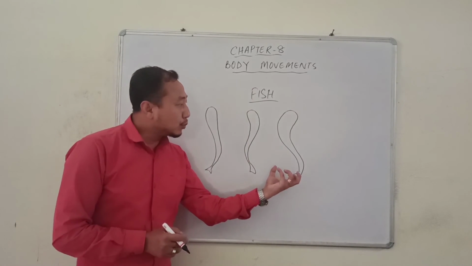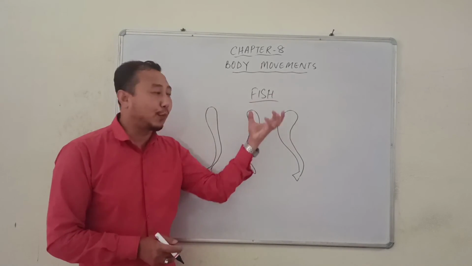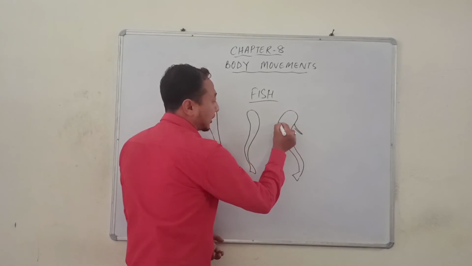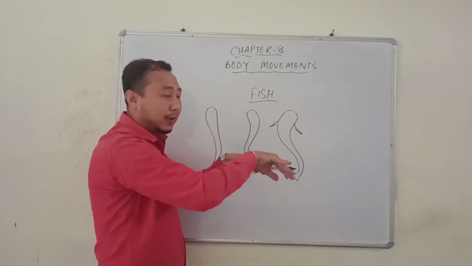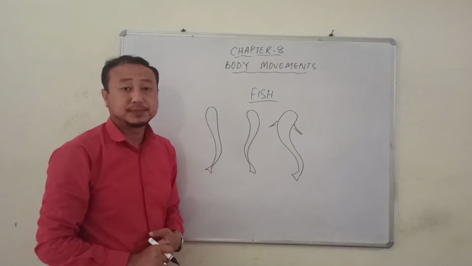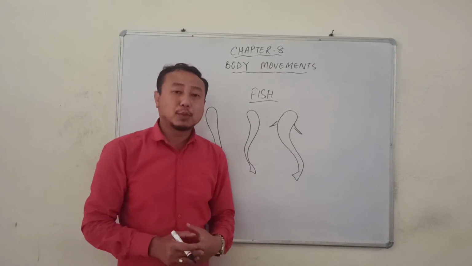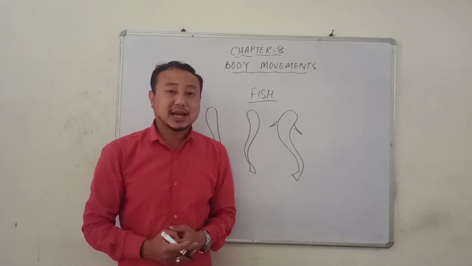When they are moving forward, it is not only the tail that helps push the body forward, the fins also help in moving the body forward. The fins push the water backward, and at that time the body of the fish is pushed forward. So in this way, the fish performs the movement and swims in water. Now let us take up the next animal.